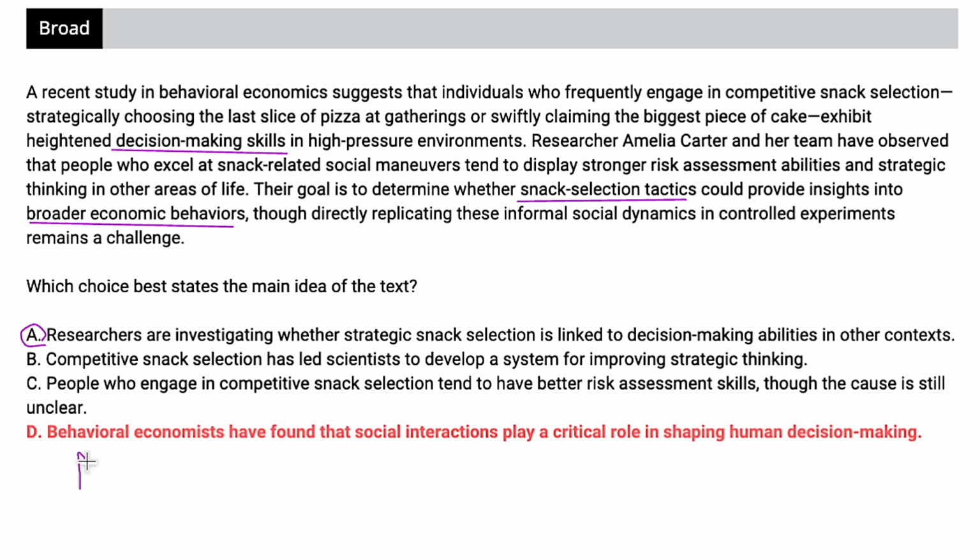Now, choice D here is going to be our too broad distractor answer, which is saying that they have found social interactions play a critical role in shaping human decision making. This is partially true, right? Because it's talking about decision making in relation to this competitive snack selection. The problem is it says social interactions play a critical role. While this one social interaction may play a substantial role, this is too broad because it's applying it to all social interactions. So that's an example of a too broad distractor answer.